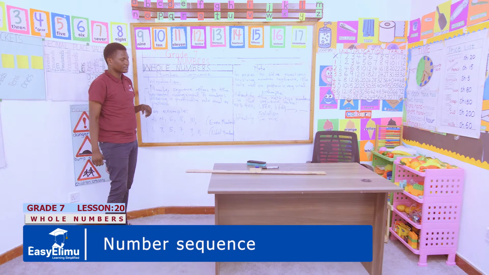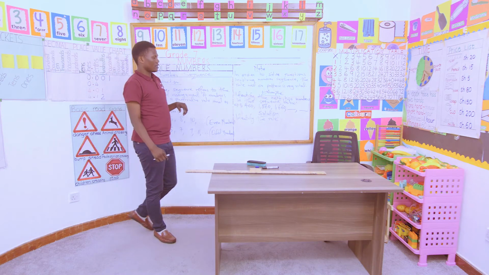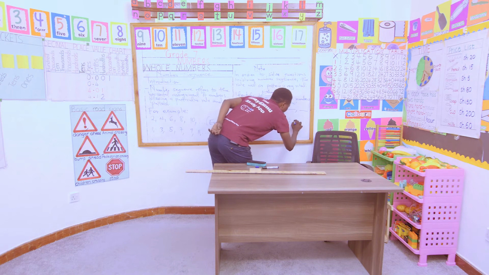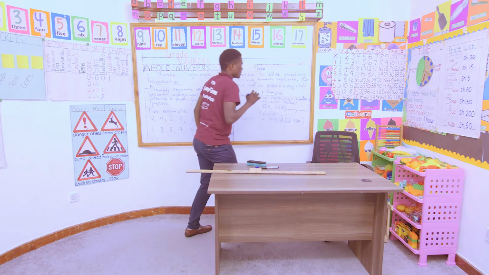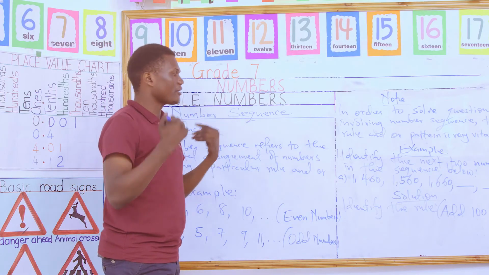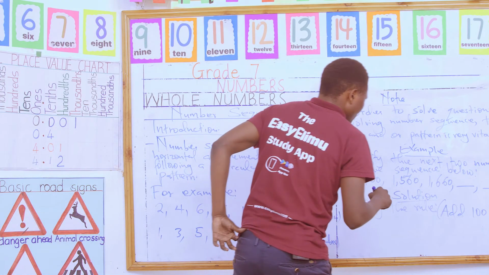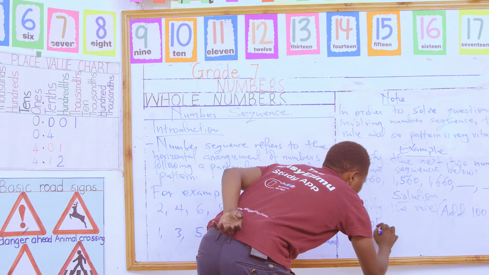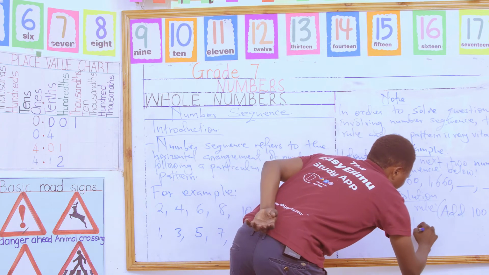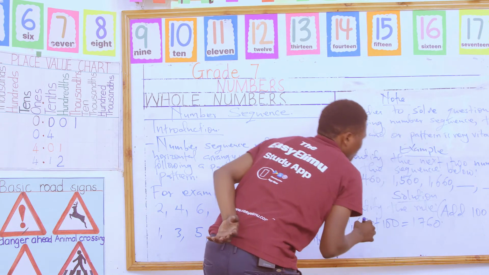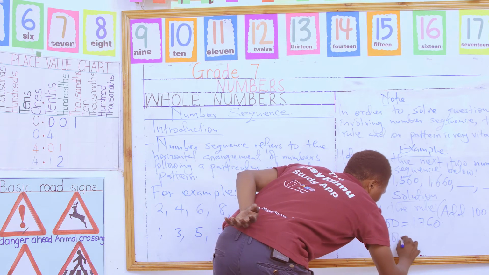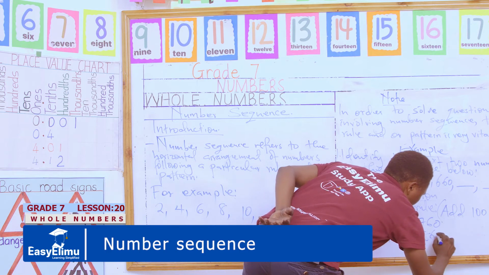Yes, George? What is the rule? Add. Yes? You add 100, correct. So the rule is add 100. So then in the next step, you now apply the rule. If you add 100 to the last number, 1660, you'll get 1760. Because we need the next 2 numbers, then 1760, if you add 100, you get 1860.